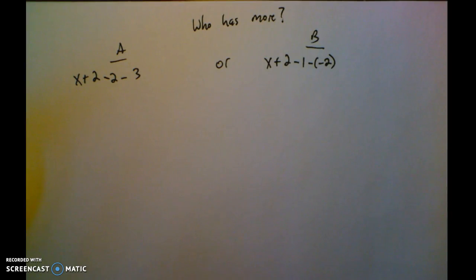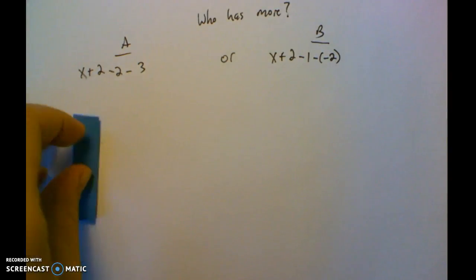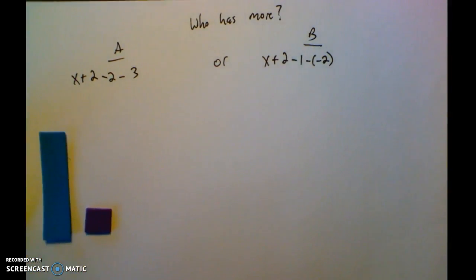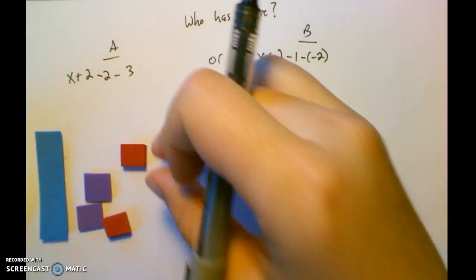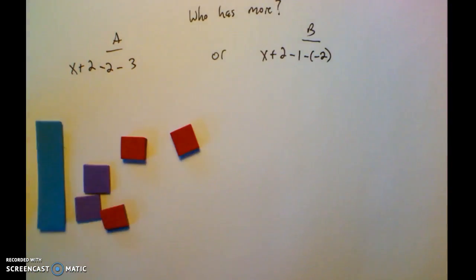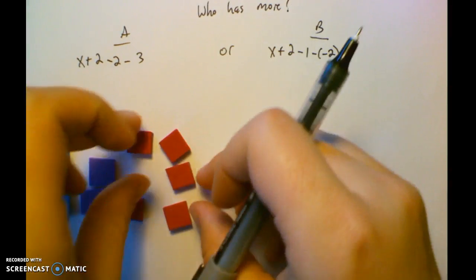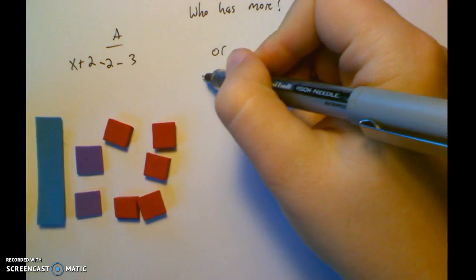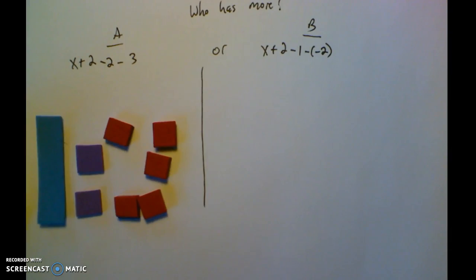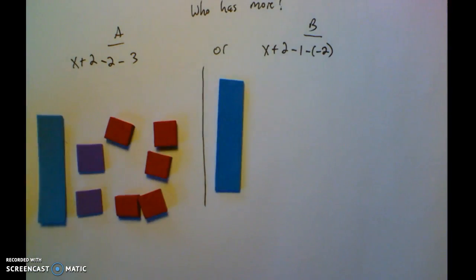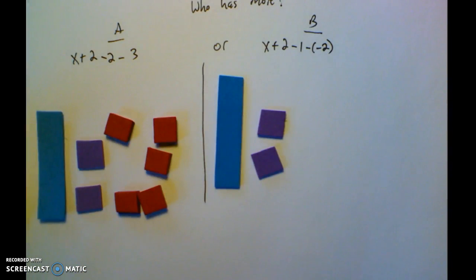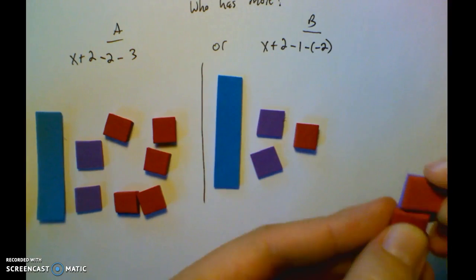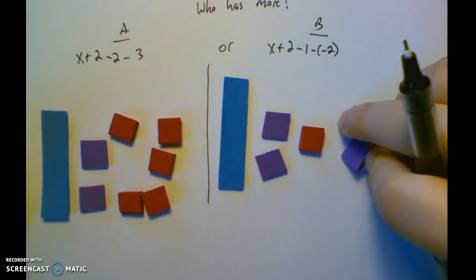Let's look at how to compare our work in these comparison problems. So first I'm going to set things up just like I did before. x plus 2 minus 2 minus 3 versus x plus 2 minus 1, and then here I have the opposite of negative 2.